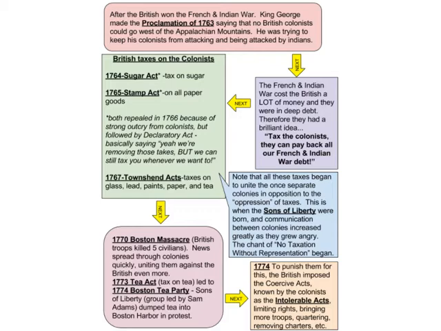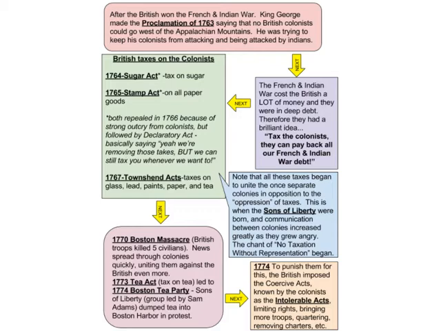Well, then they decided to use that right. 1767, just a couple years later, the Townshend Acts were taxes on everything practically. There were taxes on glass, lead, paints, paper, and tea. Well, those were all things that were manufactured in England, and the colonists couldn't manufacture them themselves. They didn't have the facilities at this point, so they were having to buy them from England. So these were all purchased from them, and then they were taxed. Well, this did not go well, just like the other taxes.